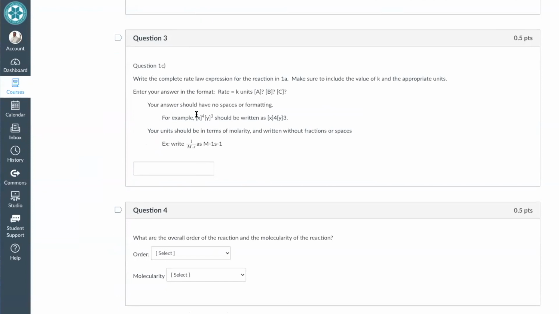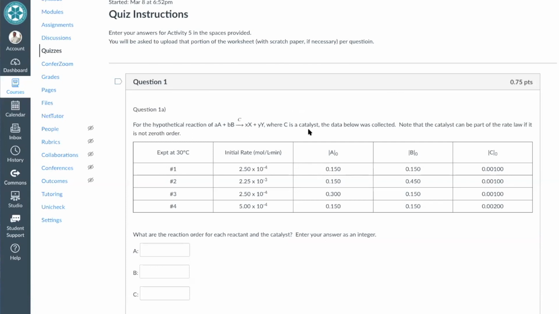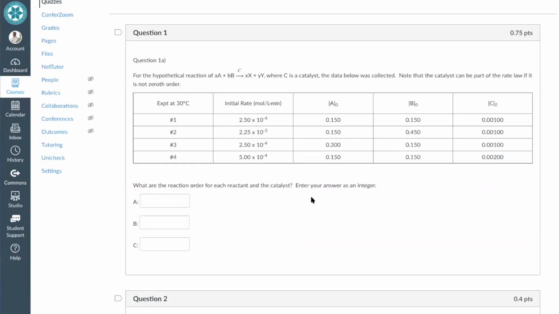This right here just asks you, write the complete rate law. So the complete rate law would be rate is equal to K. And remember that we are at 1 temperature here. So it's not like you have multiple at 30 degrees. It's not like in your lab, where you had low temperature, high temperature, and room temperature, and so you have 3 different Ks. So the rate law is still the same. The Ks are going to be different.